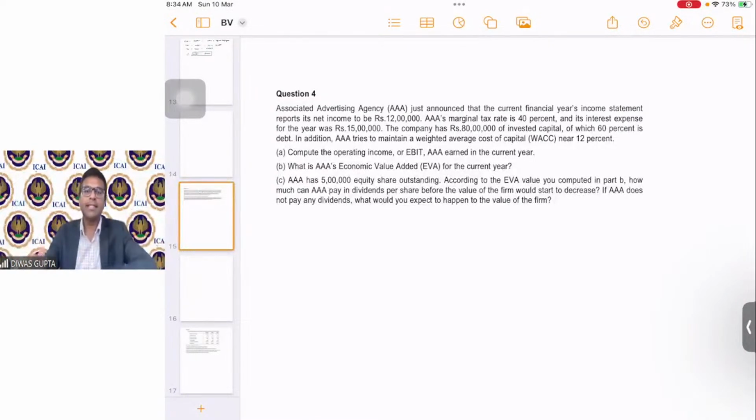Associated Advertising Agency just announced the current financial year's income statement and reports its net income to be rupees 12 lakhs. A point to be noted is that we are talking about the current year's income statement, which is showing an income of rupees 12 lakhs. AAA's marginal tax rate is 40%. That means their regular tax rate is 40%, and its interest expense for the year was rupees 15 lakh.